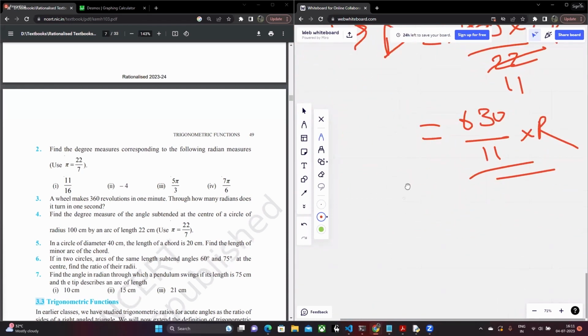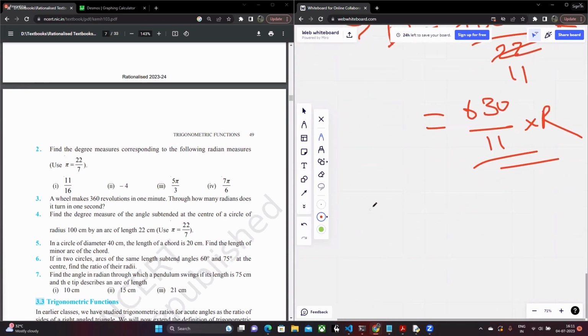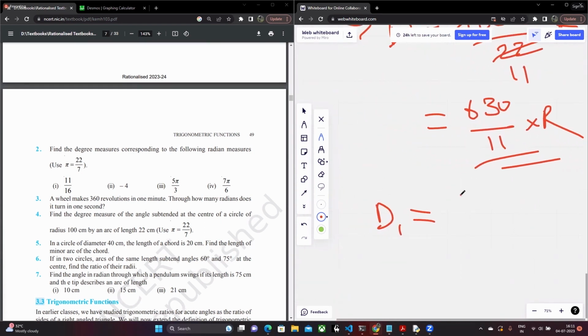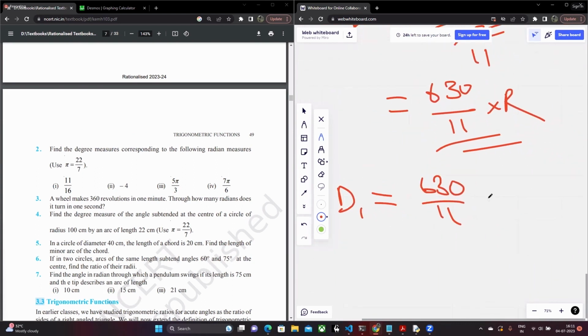All right. So now for the first question, your D1 is going to basically be 630 divided by 11 into the radian measure, that is 11 by 16 radians. Right, 11 cancels out. You are left with 630 by 16. Right, which is basically what?